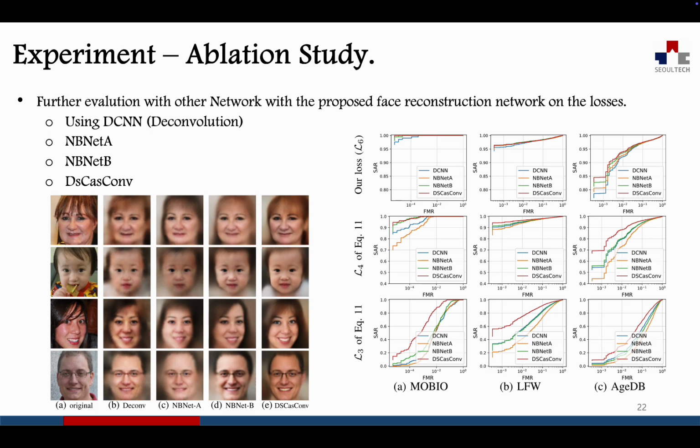And for the experiment, the author used other networks to reconstruct the face image, which used deconvolution, NbNet-A and NbNet-B. The comparison was done by generating images, as we can see on the left. The images that have been generated are good, but still have a lot of artifacts compared to the proposed method. And with the loss that has been given to all of the models, we can say that using the loss function that has been given achieves the best result in any situation.